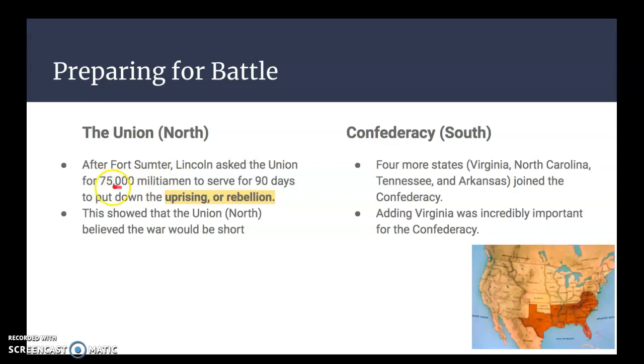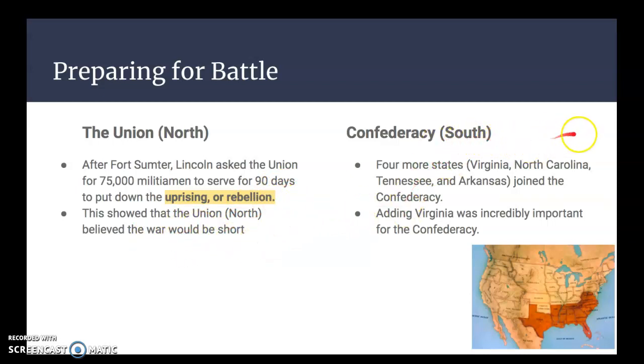75,000 is not a very, very big number. And he's also talking about militiamen, not the professional army. These are volunteer fighters that are collected from towns and villages, and they might have their own weapons and things like that. So poorly trained, poorly equipped most of the time. You remember from the Revolutionary War, George Washington didn't think too highly of militiamen. So it's a fighting force, but it's not ideal. Because they had these guys only sign up for 90 days, the Union believed this war would be really, really short.